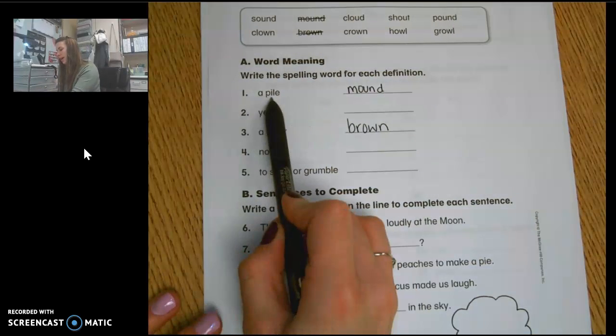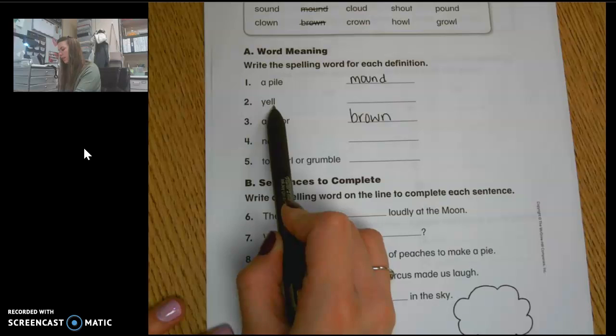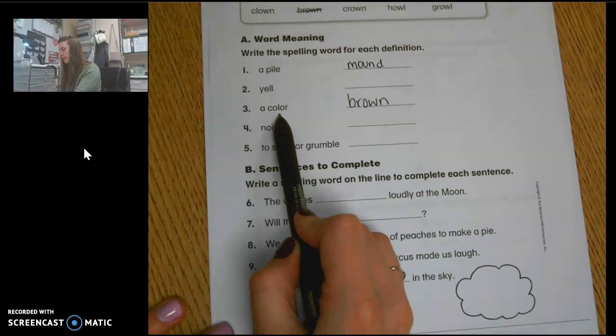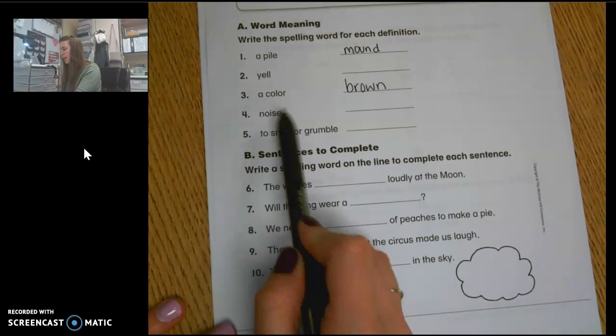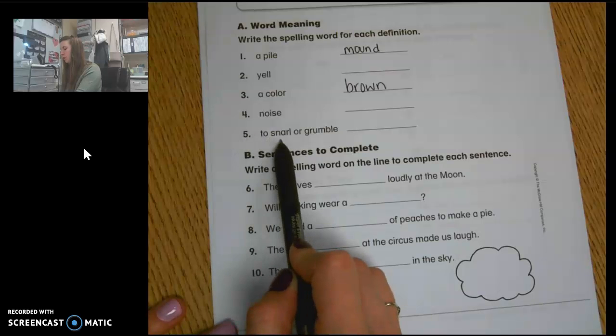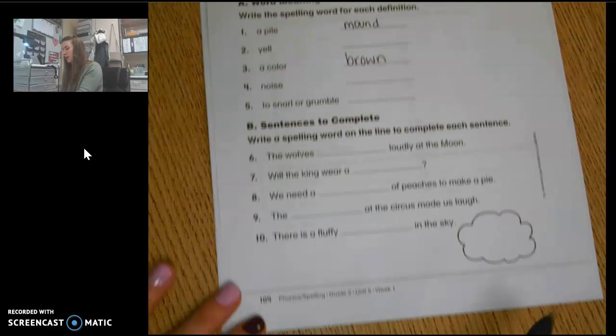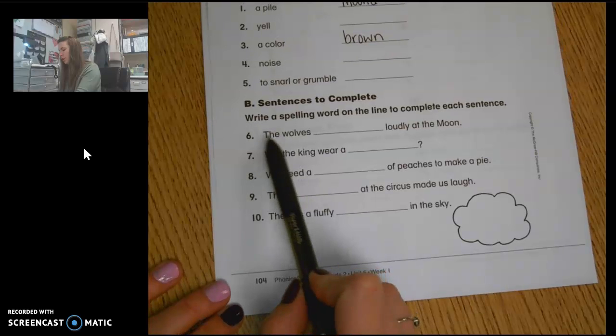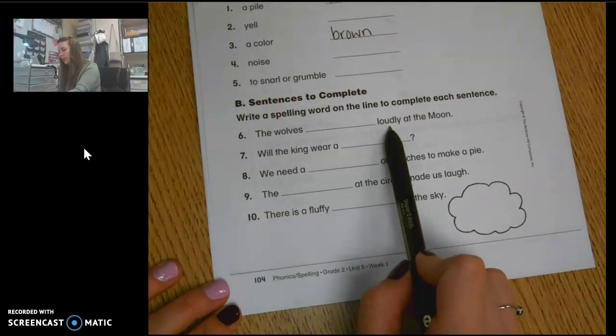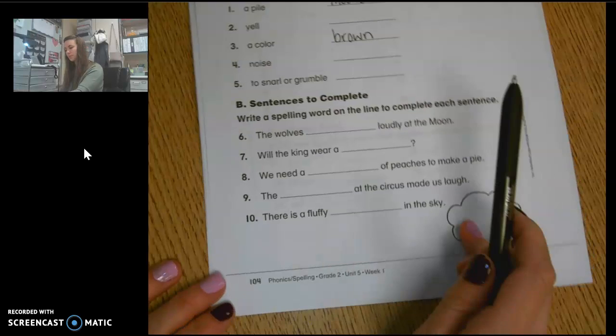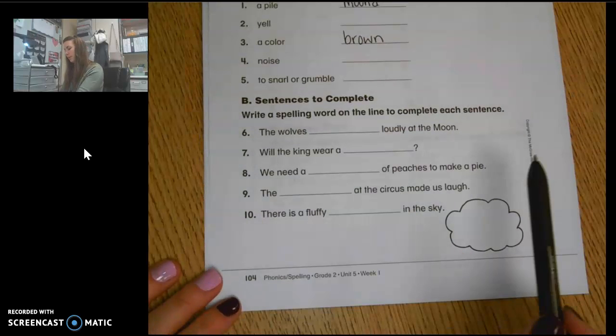So you have number 1, a pile. Number 2 is to yell. Number 3 is a color. Number 4 is noise. Number 5 is to snarl or grumble. And then your sentence is, the wolves blank loudly at the moon. What word will go in that blank?